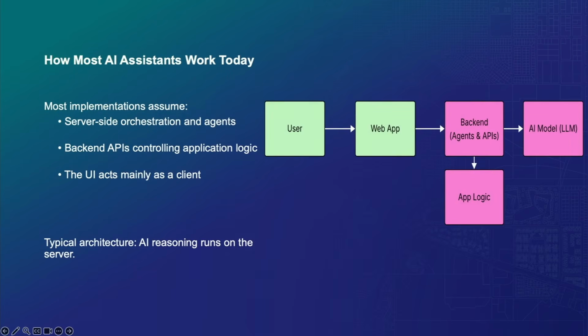So most AI assistants today, the architecture is kind of something like this, where the user enters something into a web application, and then all of it is offloaded to a backend, where there's a server-side orchestration and agents are running there. You have your app logic, and then all of that connects to LLMs for different kinds of questions. The UI mainly acts as a client. So this is the typical architecture. AI reasoning runs on the server.